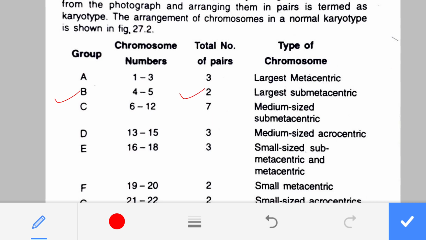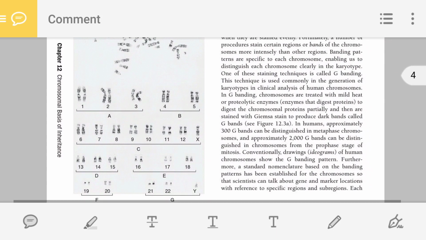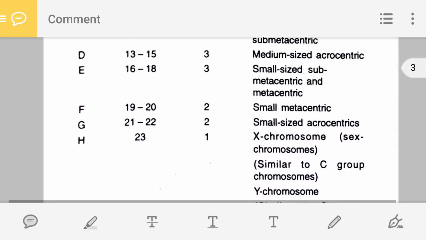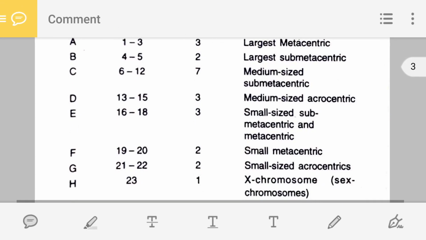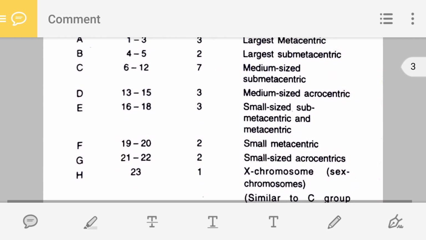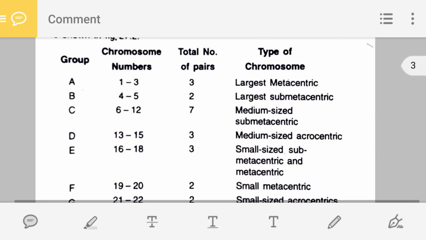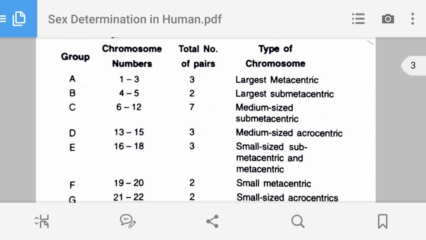there are 2 pairs, pair number 4 and 5. Okay, for example here 4 and 5. So 4 and 5, they are largest submetacentric. Okay, so the description of all the pairs, you can go through this and you can prepare this. Okay, now the important point I am showing you so that you can prepare your notes. Okay, this way.